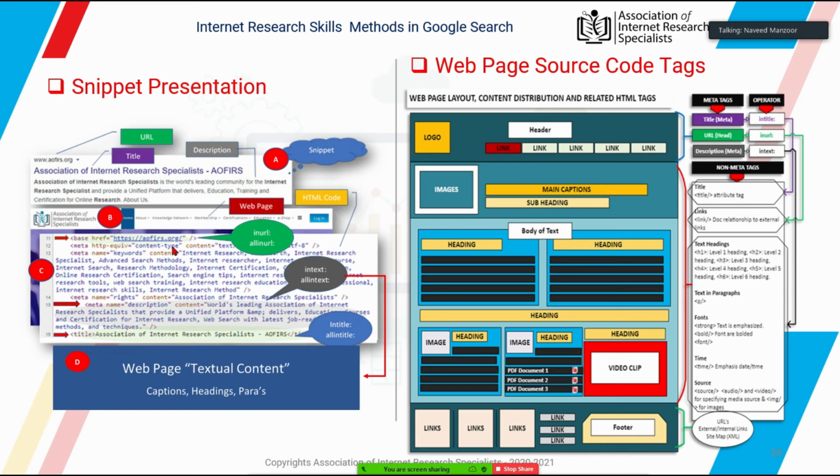So anything that gets read is in the back end, or in the code part, and the in-URL, in-title, in-text, and all these advanced operators work in different segments of the code, or different areas of this web page, which carries tags, or enclosures, that are named as tags of two types: meta tags and non-meta tags.